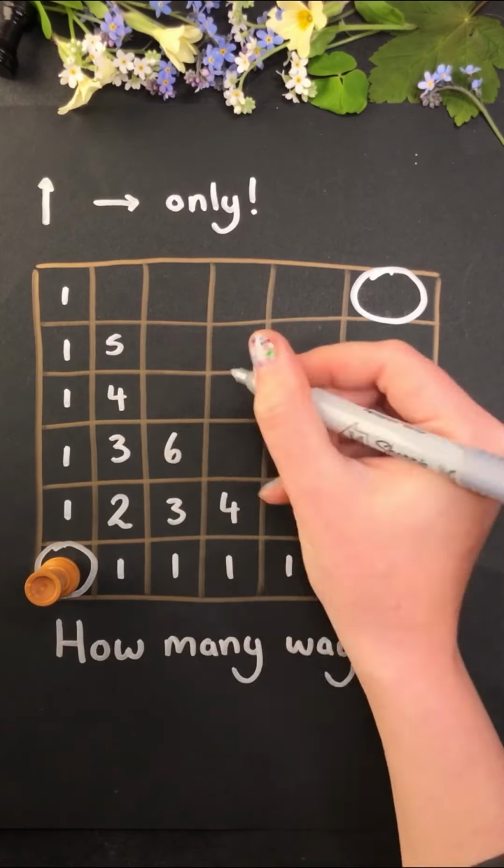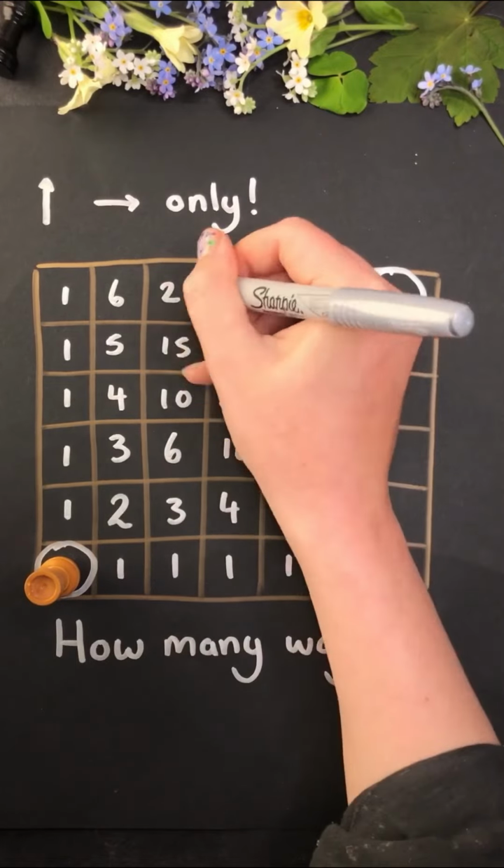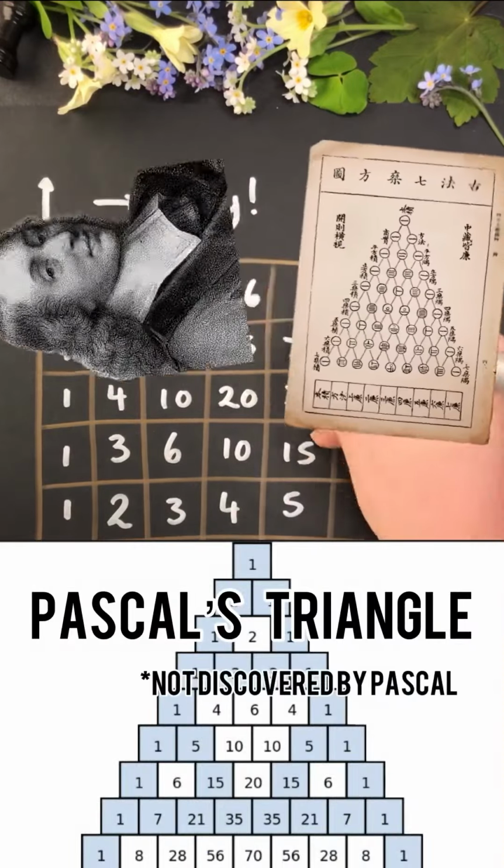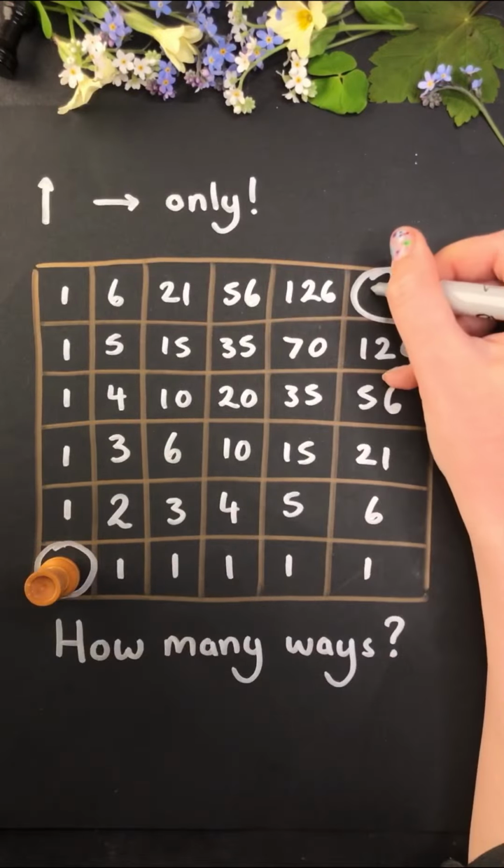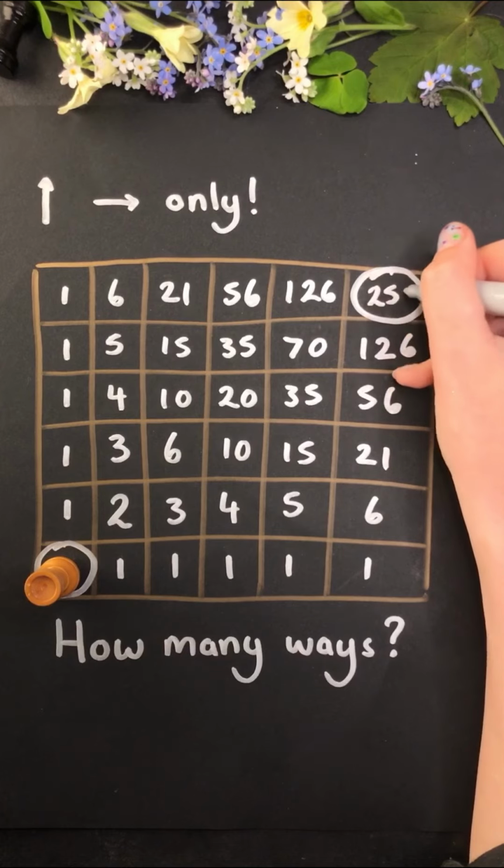Let's fill out the rest and... oh my gosh, it's Pascal's triangle. What? Ear horn, boom, boom, boom. We get a cool 252 in here.